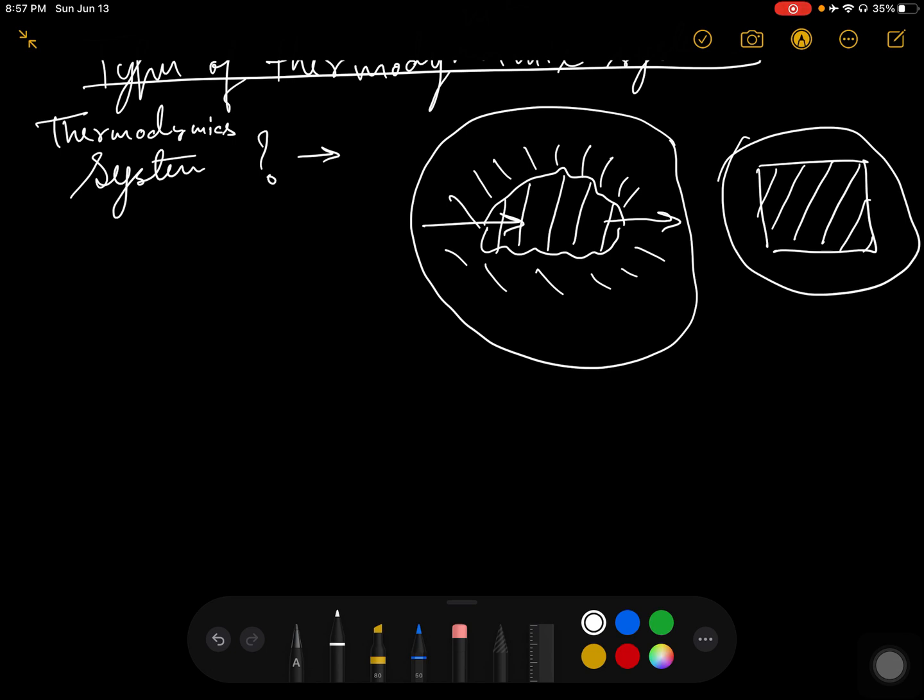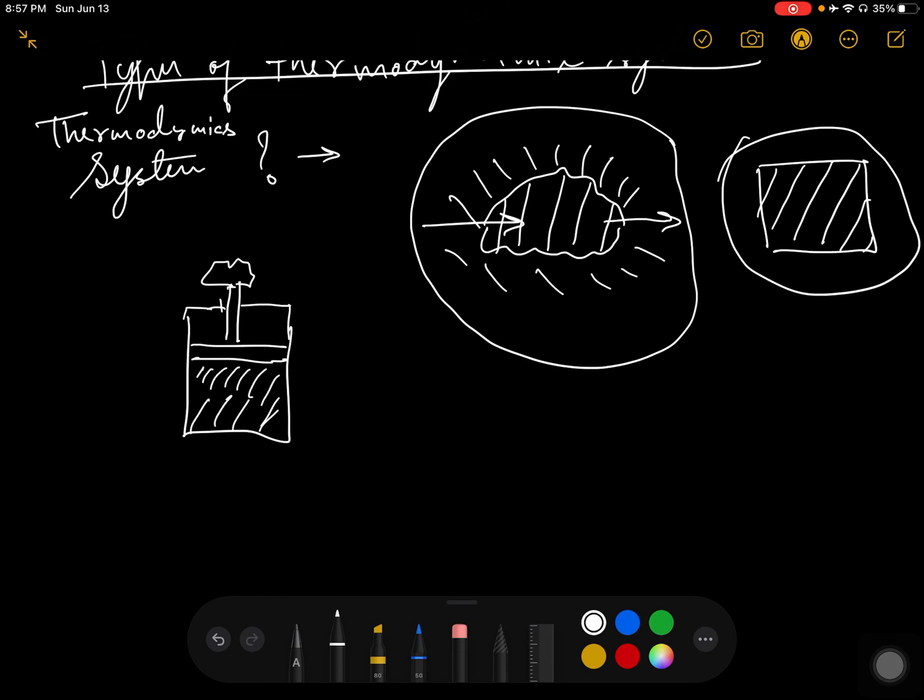Now, in your actual problem, let's say you are working with an engine piston and there is an engine here. This is a cylinder and this is a piston which can go up and down on the cylinder. And over here you have your fluid.